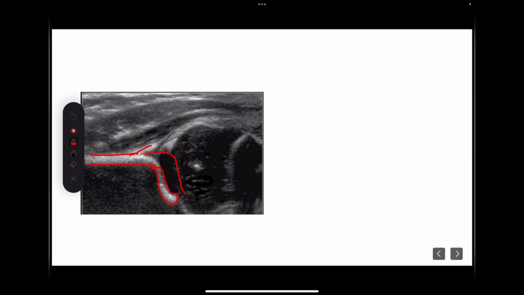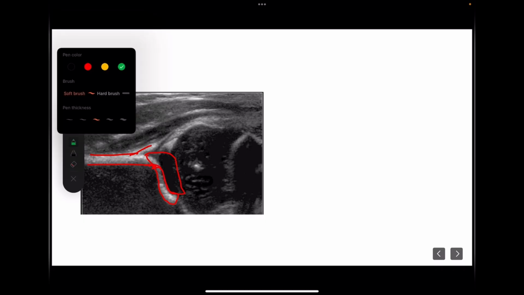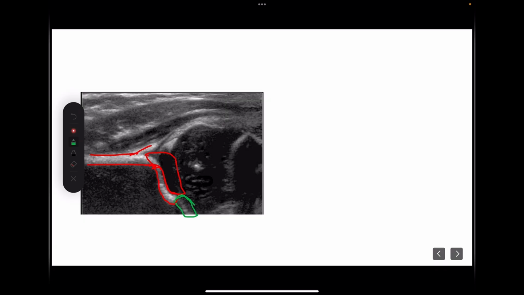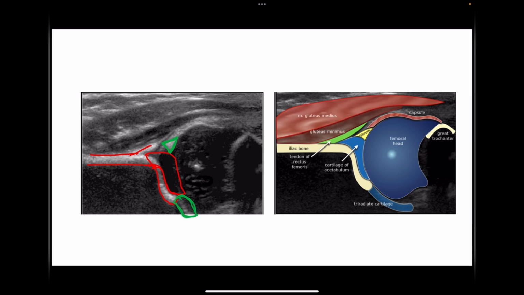All this black structure is the cartilage of the acetabulum, and further down this greenish structure, it would be the triradiate cartilage. And this pointy whitish structure, as you all know, this is labrum. Now side by side we will be seeing all these structures with a schematic diagram. This is how I have explained all these structures to you.